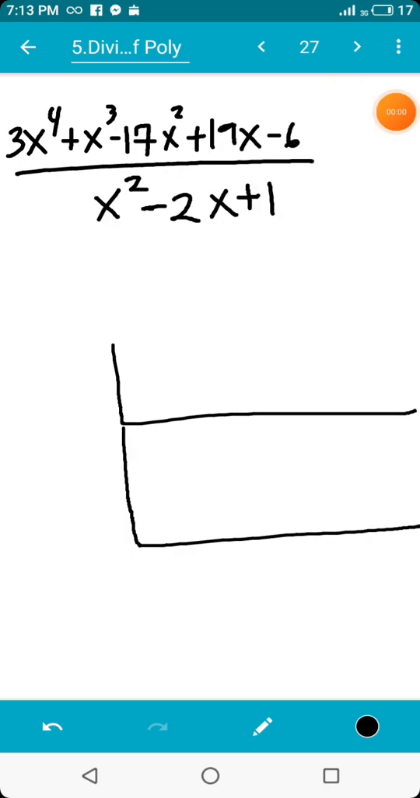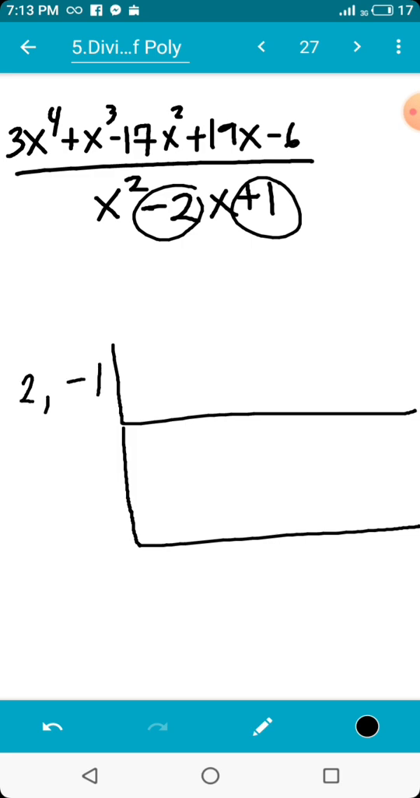Okay, so kunin natin yung quotient nito gamit yung synthetic division. Okay? But before we do that, kukunin natin yung opposite sign ng coefficient ng ating gitnang term and then yung opposite sign ng ating constant term. So now we have positive 2 and negative 1. Okay? And then lahat ng coefficient ng ating polynomial ay ilalagay natin dito sa side na to. Alright? So, first we have 3 and positive 1, negative 17, then positive 19, negative 6.